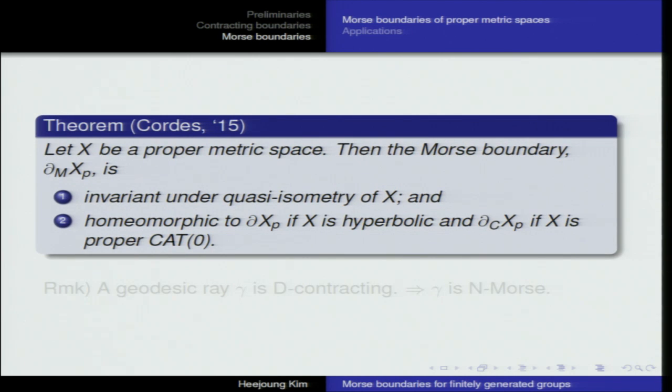Then his result is that, let X be a proper metric space. Then the Morse boundary is invariant under quasi-isometry of X, and it is homeomorphic to the Gromov boundary if X is hyperbolic, and it is homeomorphic to the contracting boundary if X is proper CAT(0). So it is a generalization of the contracting boundary. Remark that the contracting property is much stronger than the Morse property.